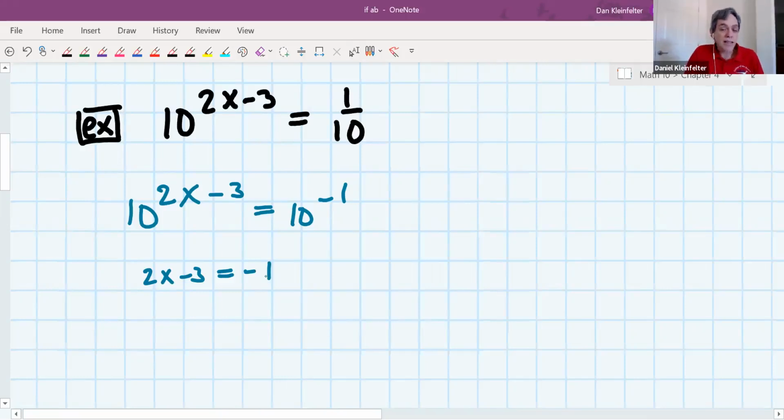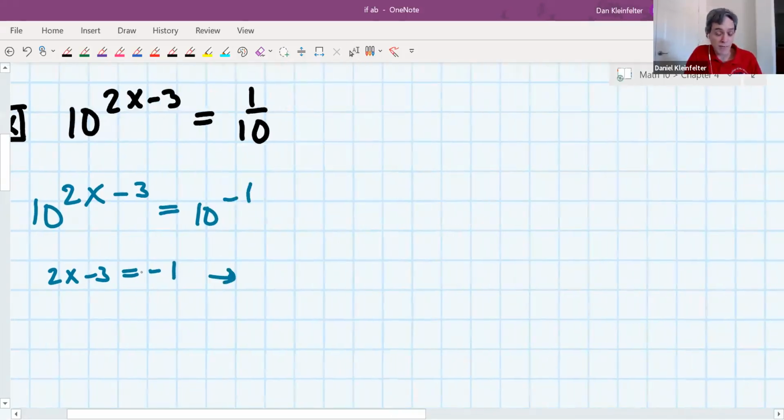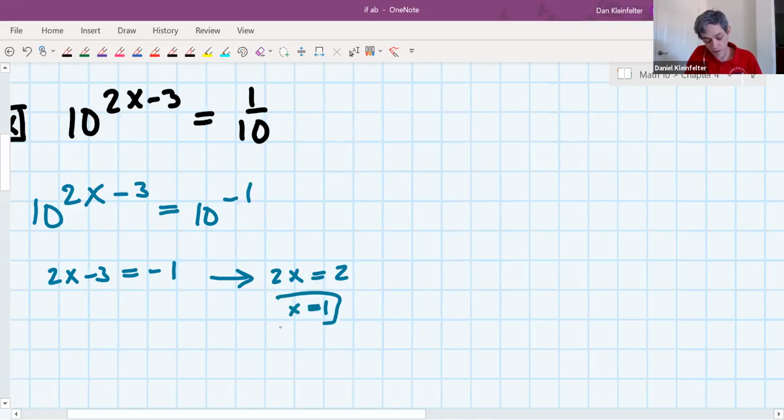Note that we are not dividing both sides by 10 here, right? Because this is an exponential function. The 10 is not multiplied by 2x minus 3, and the right side isn't 10 multiplied by -1. We're just using the one-to-oneness of the exponential function to conclude that if the outputs are the same, their inputs have to be the same. Now just simple algebra. We'll add 3 to both sides, which gives us 1 for our solution.